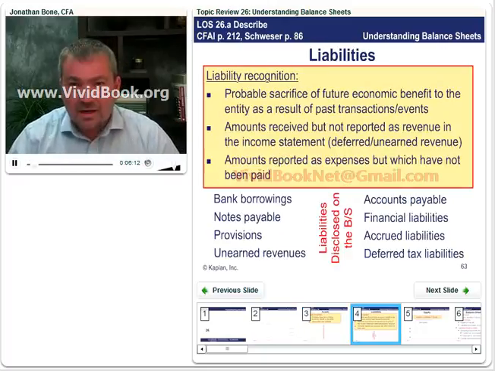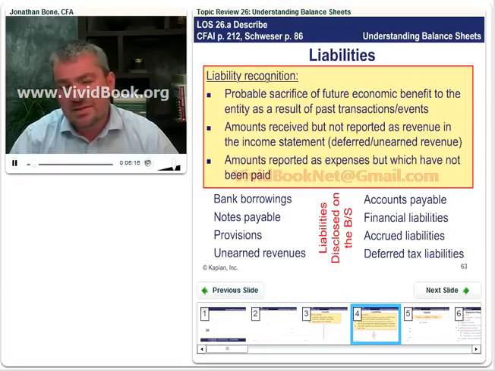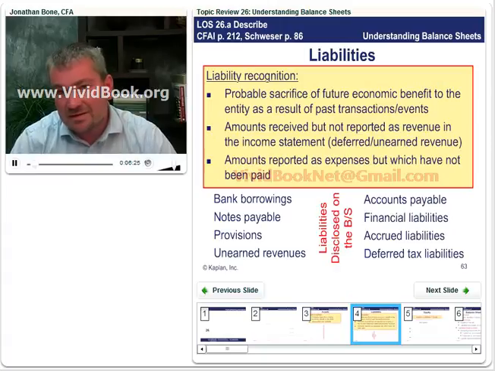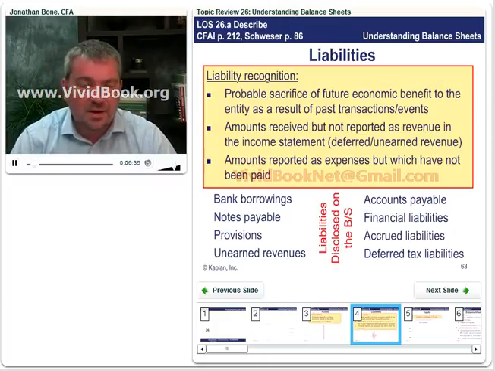Let's have a look at our liabilities. Remember, we defined liabilities as amounts owed to third parties rather than the shareholders. So liability recognition is going to be a probable sacrifice of future economic benefits, i.e. cash flows leaving the company. Notice our second bullet point says, amounts received but not reported as revenue in the income statement, deferred or unearned revenue. Let's define that a little more clearly for you.